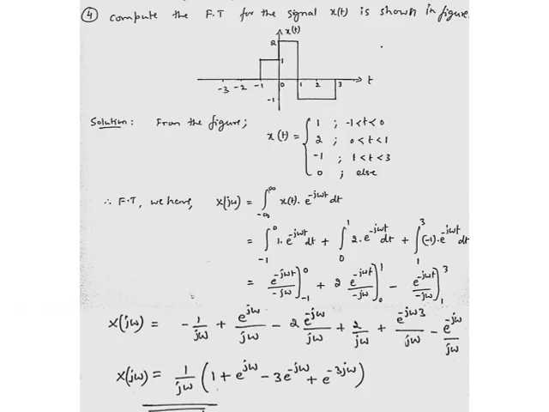So moving on to the next problem, computing the Fourier transform for the signal x of t shown in the figure. So we have x of t which is shown in the figure. For this I have to find the Fourier transform. So from the figure, we find the amplitude of x of t is equal to 1 for minus 1 to 0, the amplitude is equal to 2 from 0 to 1, the amplitude is minus 1 from 1 to 3, else it is 0. So this is what I just took.